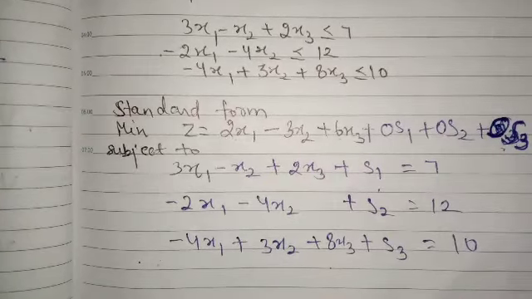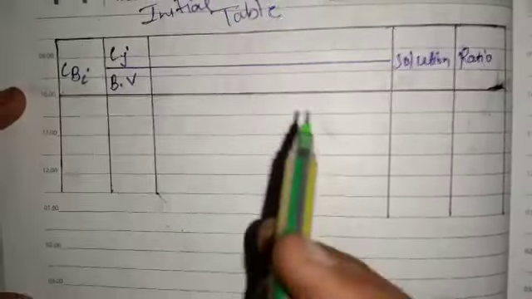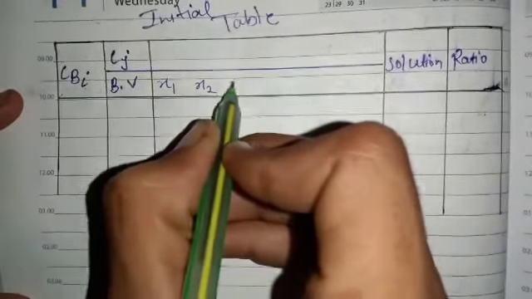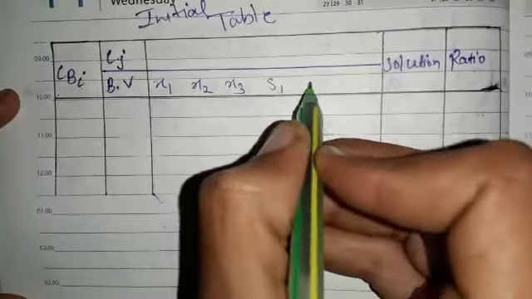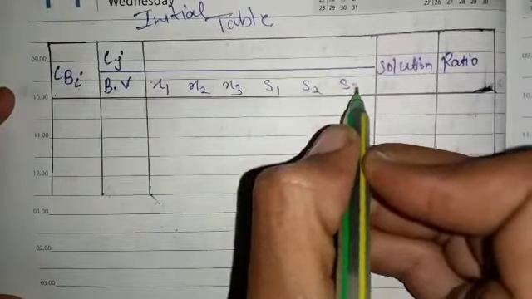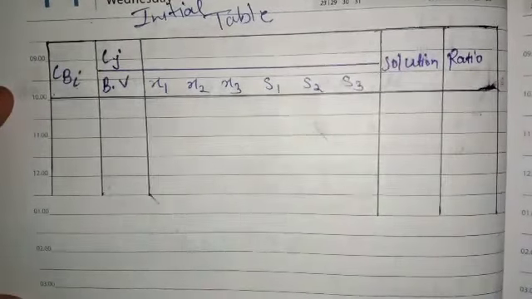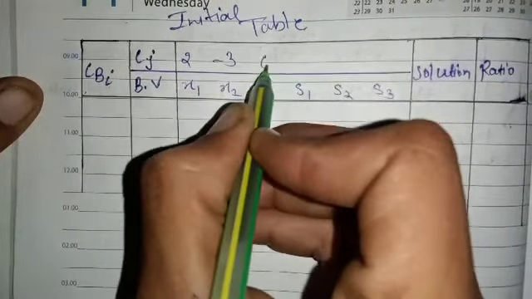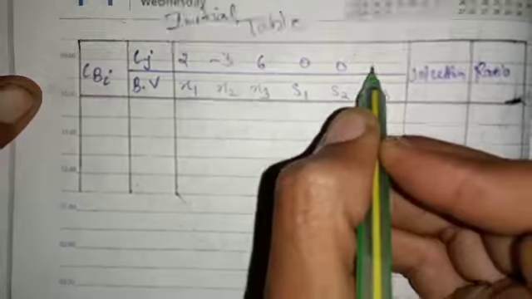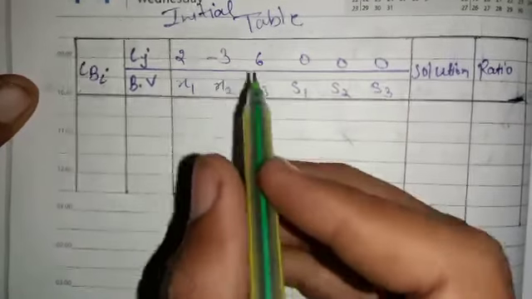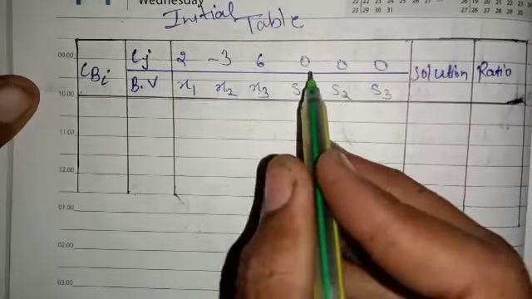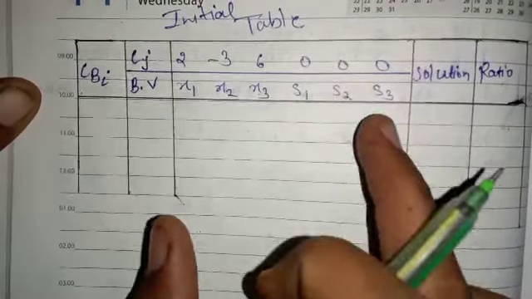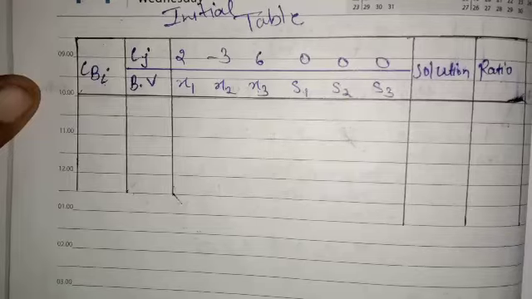Put these values in our initial table. Our variables are x1, x2, x3, s1, s2, s3 and their coefficients are 2, -3, 6, 0, 0, 0. For x1, 2; x2, -3; x3, 6; s1, 0; s2, 0; s3, 0. So these are our coefficients and these are our variables.